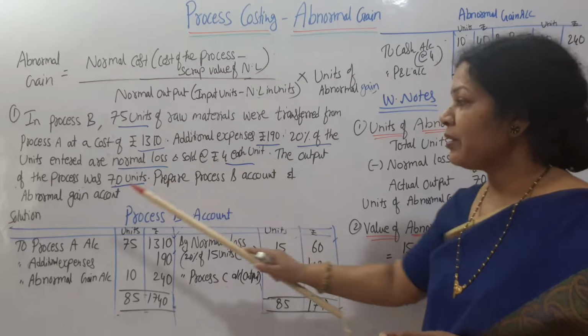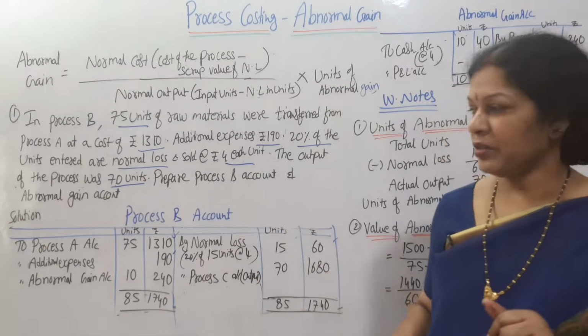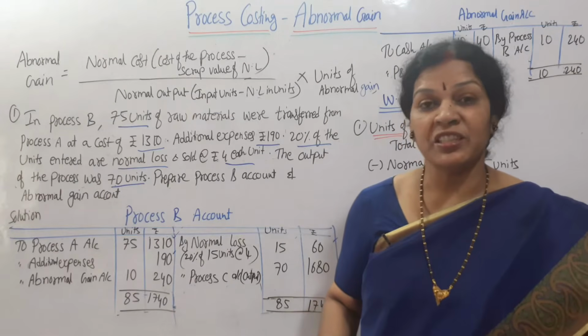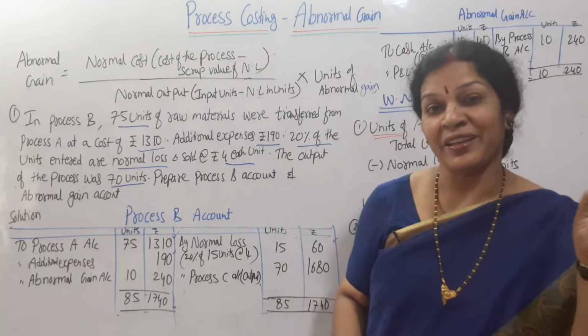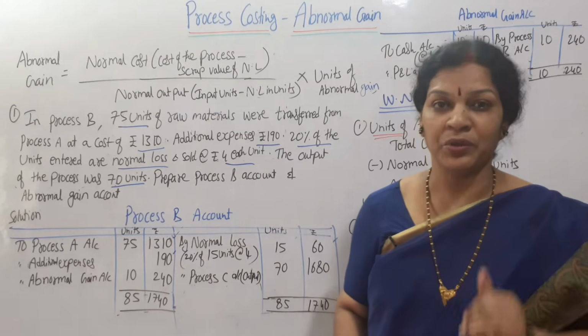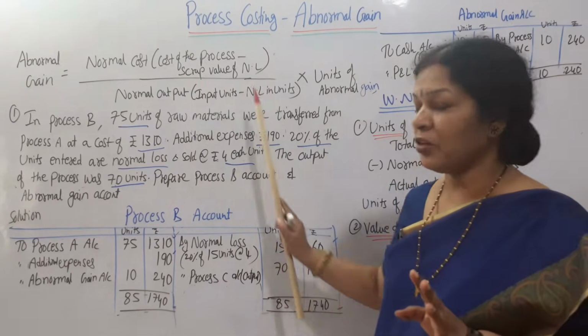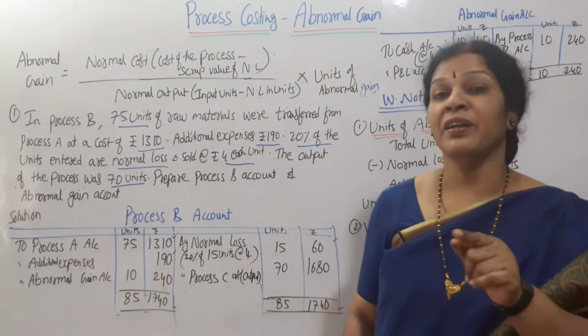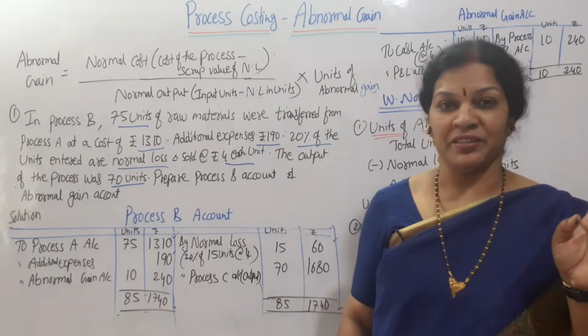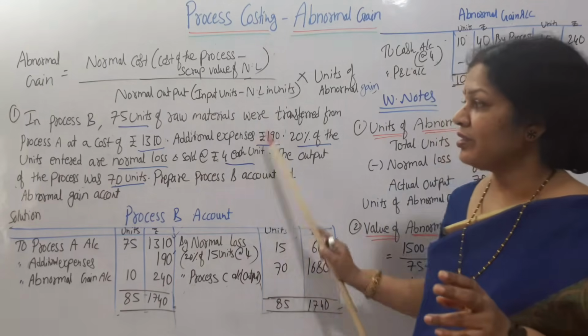Prepare process B account and abnormal gain account. Here it is given abnormal gain account. In big problems, essay type problems, nobody will tell you to calculate abnormal loss or calculate abnormal gain. We have to calculate by ourselves. This is a short problem, so they are asking us to prepare abnormal gain account. They are also giving the hint that there is an abnormal gain. Clear? Now this is the problem.